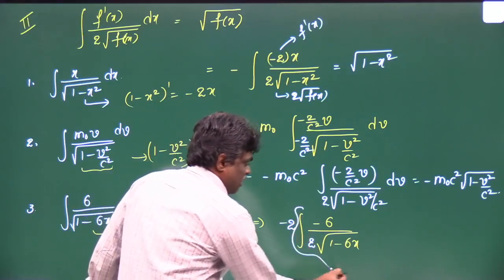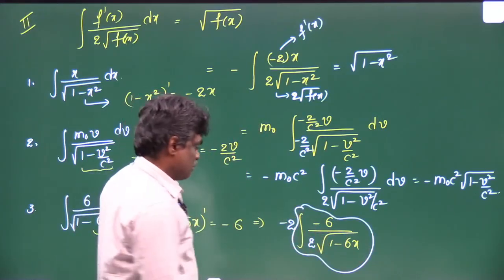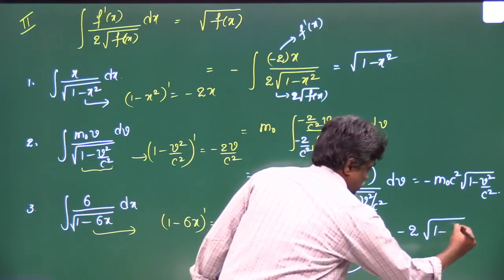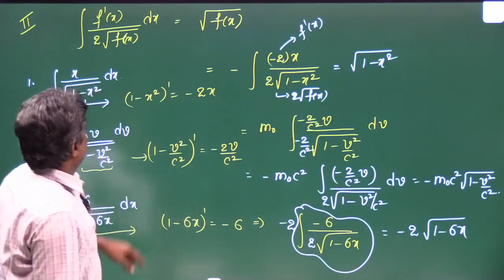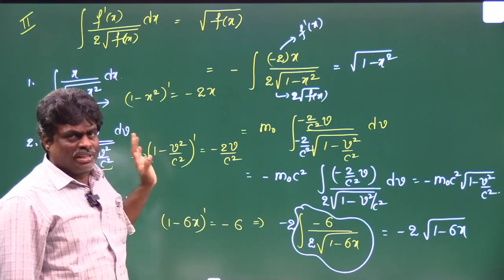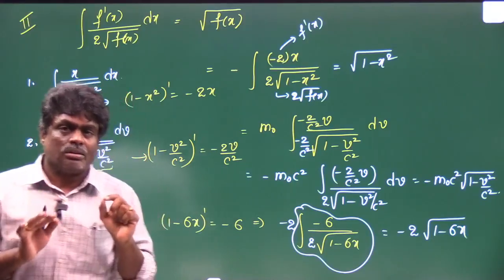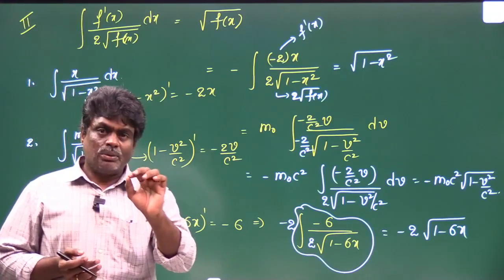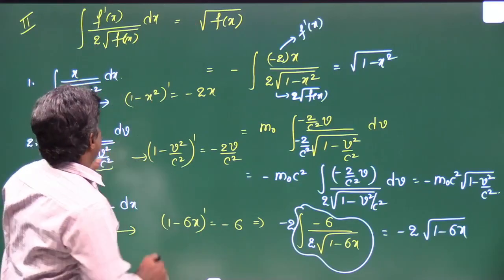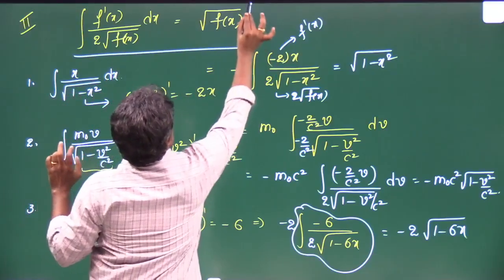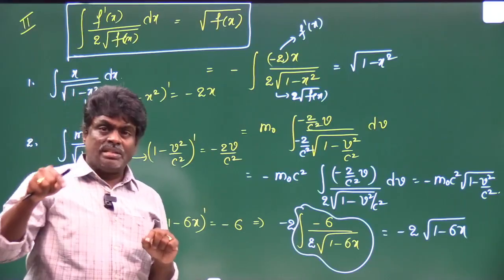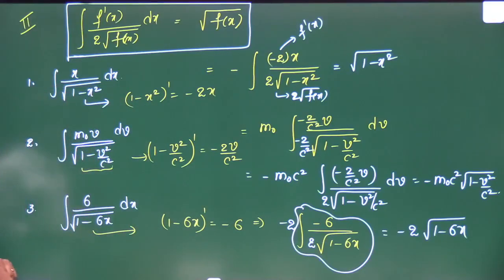So here it is f dash of x by 2 root f of x, which is nothing but root f of x, minus 2 under root 1 minus 6x. This is what I told you. If this 2 is not there, 2 will come here, no need to worry about that. So integral f dash of x by 2 root f of x is equal to root f of x. If 2 is not there in the denominator, the 2 will come here. So this is the most important formula. Please remember and practice 3-4 times. Please write on rough papers, don't neglect.